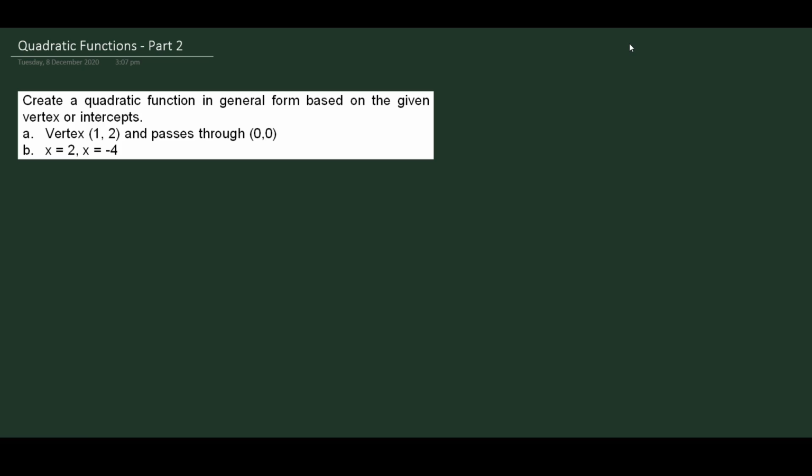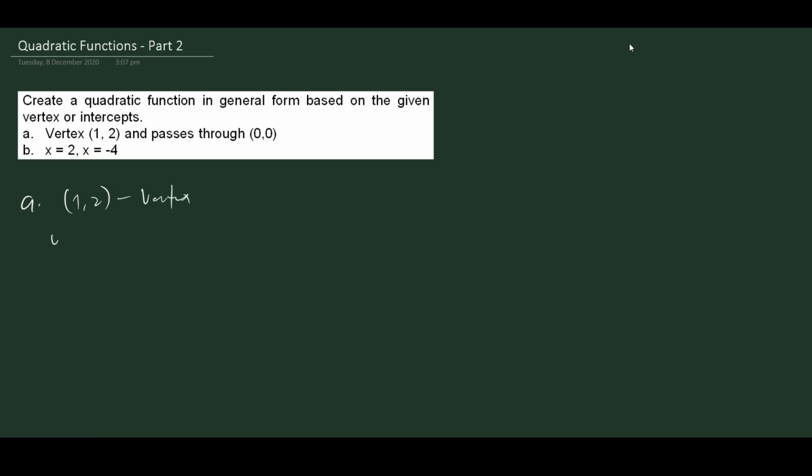The givens are like the previous exercise that we did in part 1 of quadratic functions. The only difference is that we saw that from a graph, but here we are not given a graph. We are just given the vertex coordinates and also another point that is intersected by the graph, which is (0, 0). So let's do the same procedure. For A, we have here our vertex (1, 2).